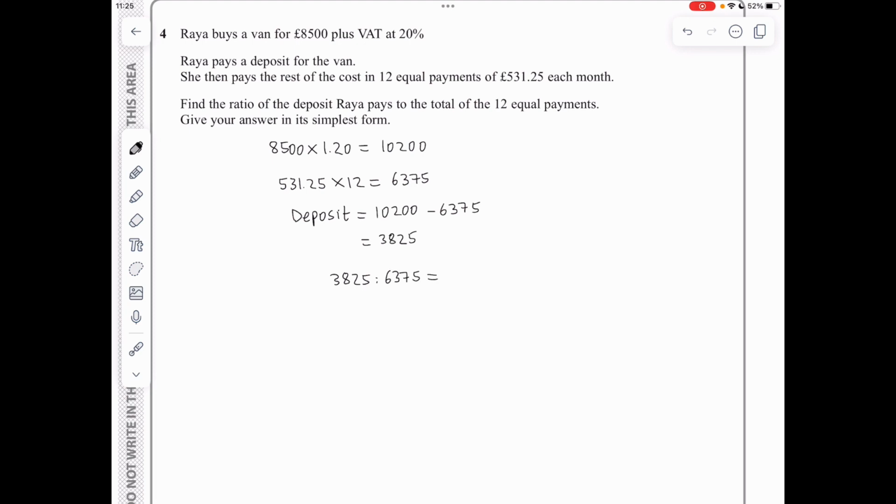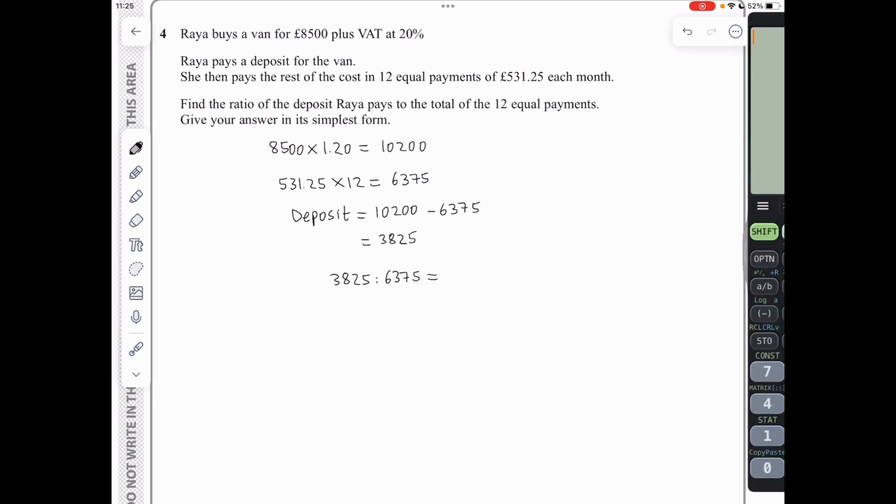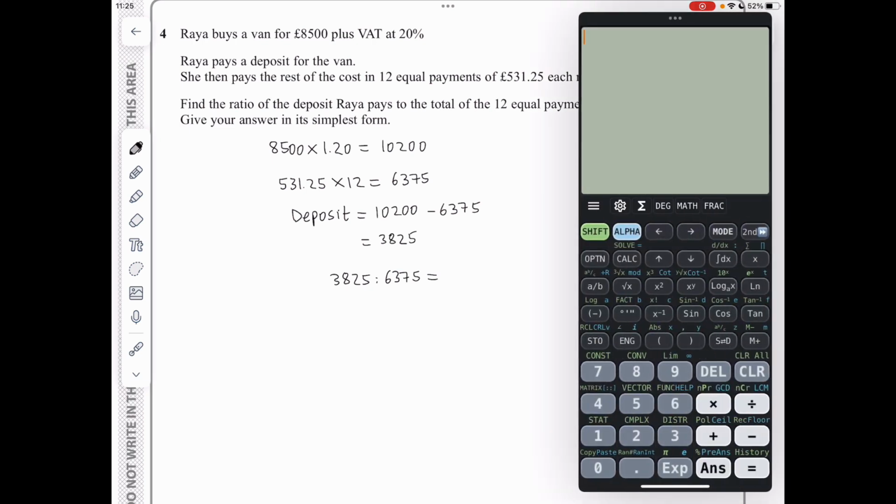6.375. In order to simplify this, I can use my calculator. I treat this as a fraction, so 3825 over 6.375. You can see that it simplifies to 3 over 5 on the calculator. So that's going to be 3/5.